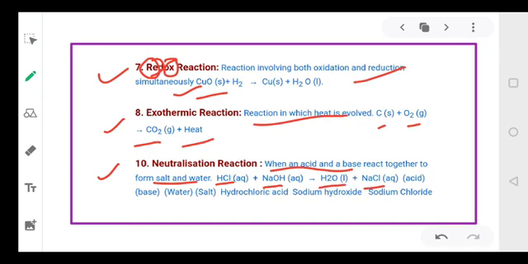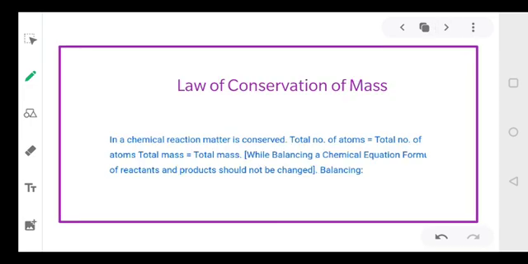Okay, right. Now then, law of conservation of mass. I hope you remember this. We've discussed it just now. It says that the total mass of reactants will be equal to the total mass of products, right? We can write it as the total mass of reactants is equal to the total mass of products.